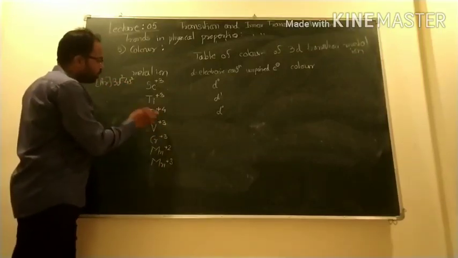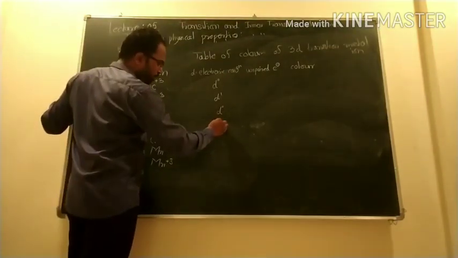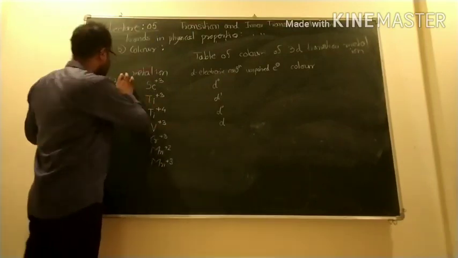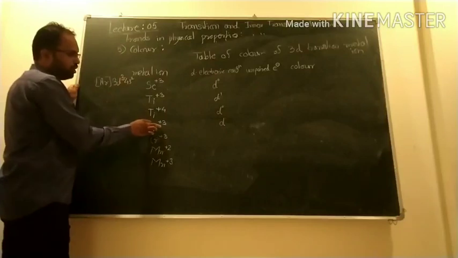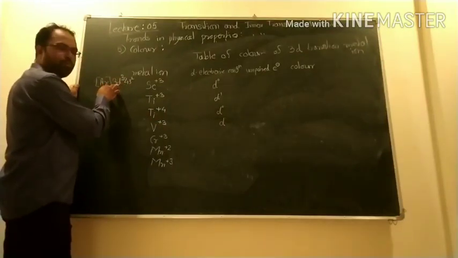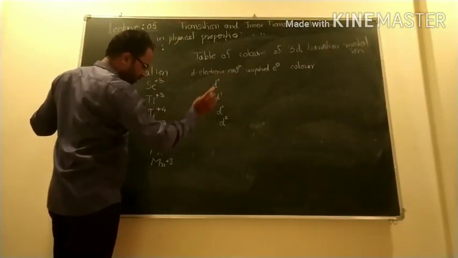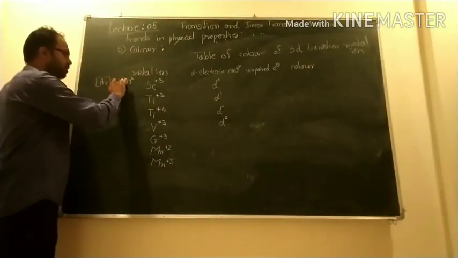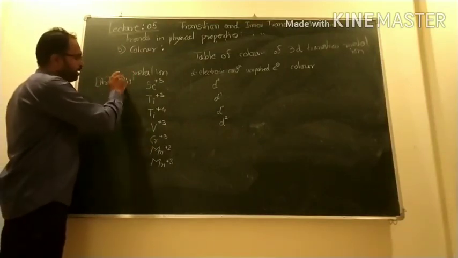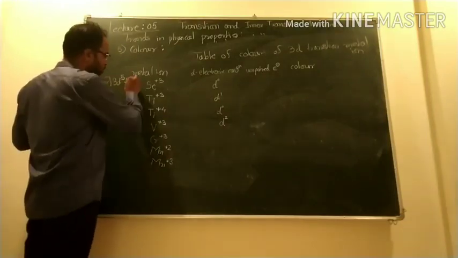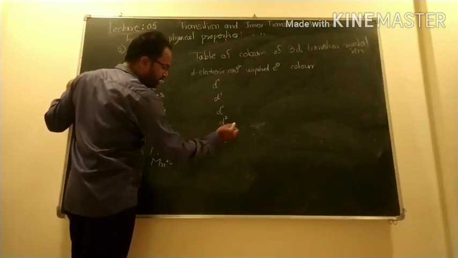For vanadium, the electron configuration is [Ar] 3d3 4s2. 2 electrons from 4s and 1 electron from 3d are removed. So it is the d2 case. For chromium, 3d5 4s1: 1 electron from 4s and 2 electrons from 3d are removed. So it is the d3 case.